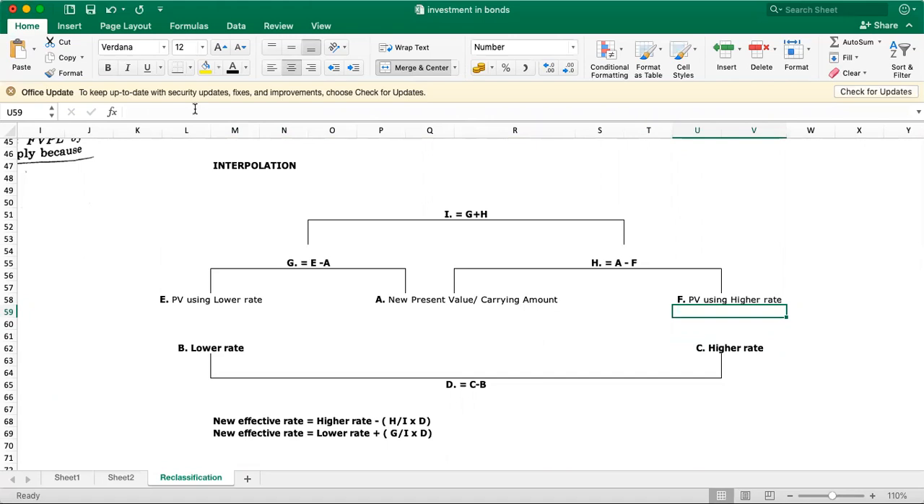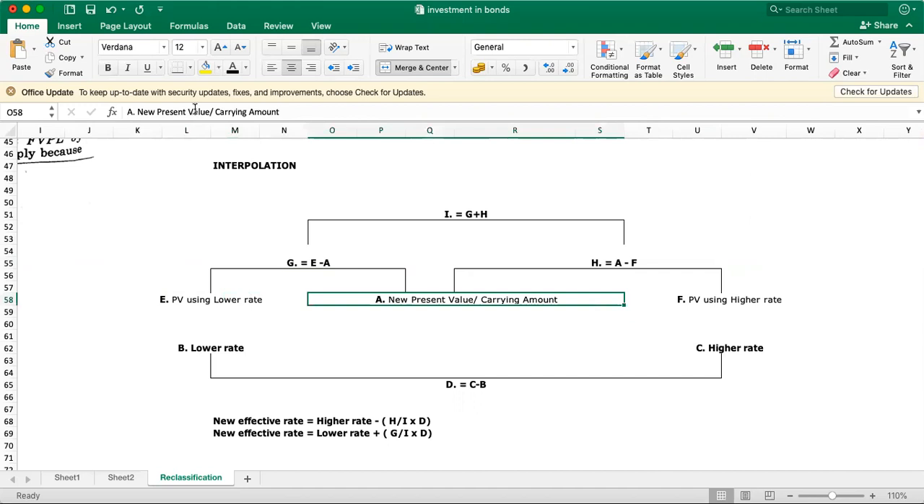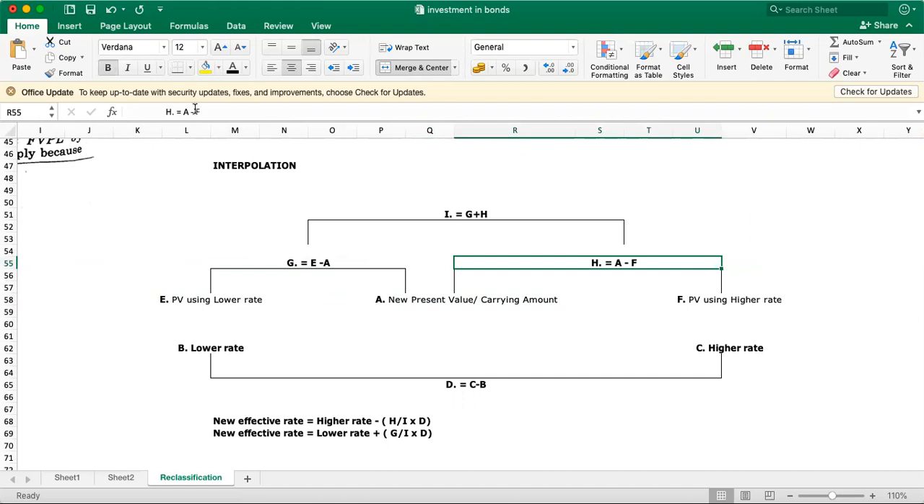F, H, okay, so H, E, F, G pala. So how to compute the G: that's E minus A, this PV using the lower rate minus the new present value carrying amount. Then the H is A minus F, that's the new present value minus the present value using the higher rate. And then the I is G plus H.